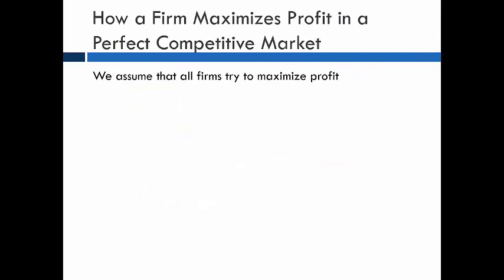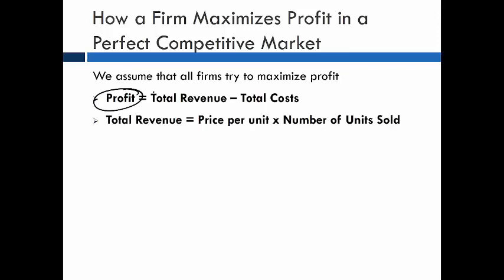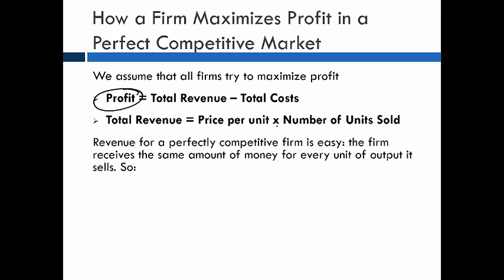So the next thing we talk about in here is profit. Profit is your total revenue minus your total costs, and any firm is trying to maximize their profit. Their total revenue is the price per unit times the number of units they sell. And these guys are selling everything for the same price. The first unit they sell, the 10,000th, they're all selling for the same price. So revenue for a perfectly competitive firm is really easy because they're getting the same amount of money for each unit they sell.